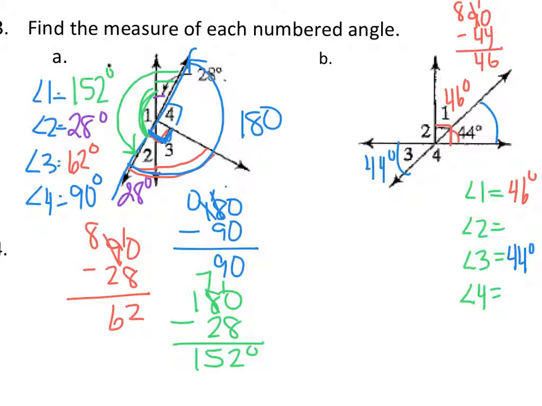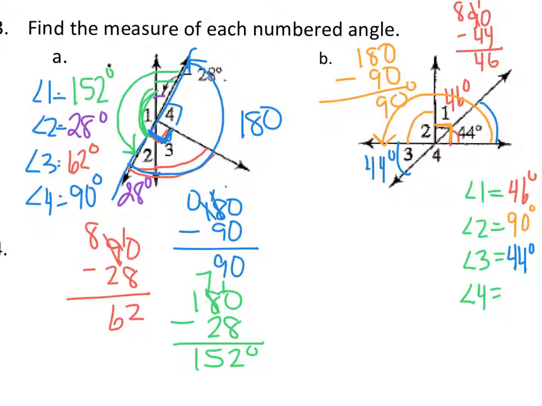Okay, and let's see, what else can we figure out? So this is a 90-degree angle right here, and the whole thing from here to here would be 180. So this leftover angle 2 would be 180 minus 90, which is also 90 degrees. So angle 2 is 90 degrees.